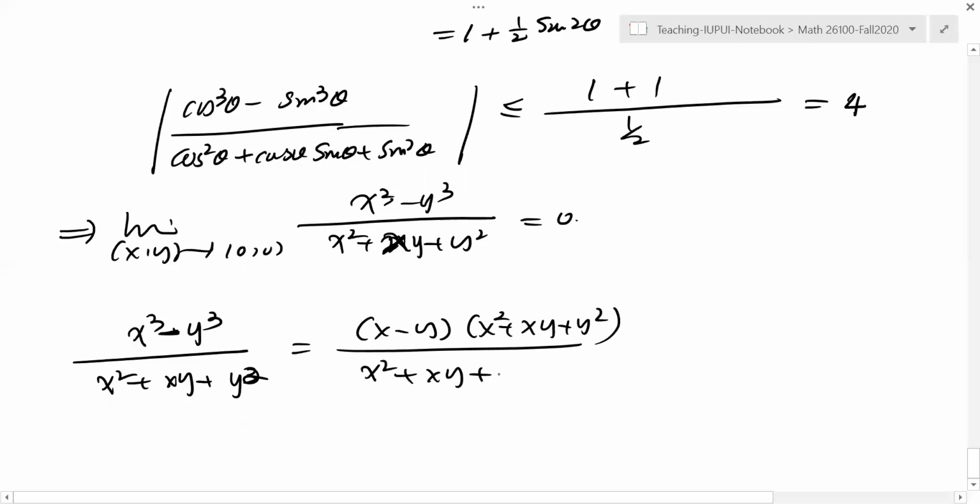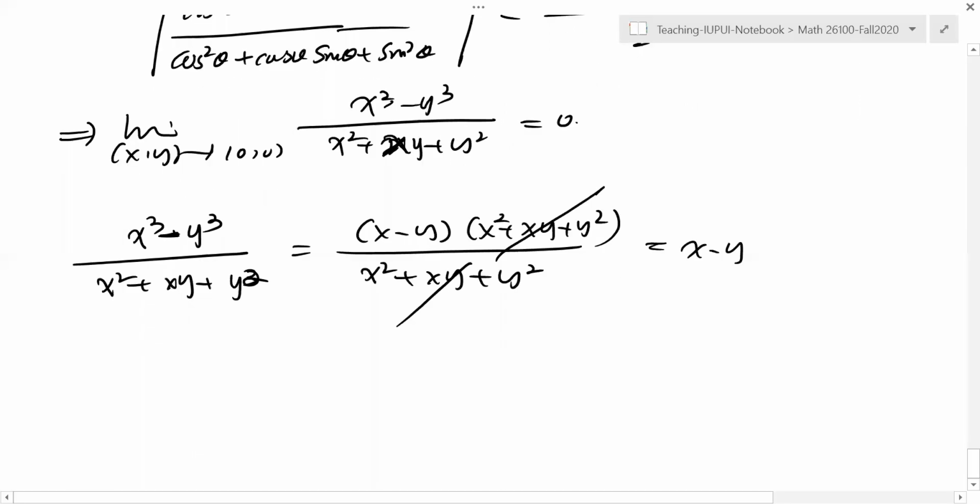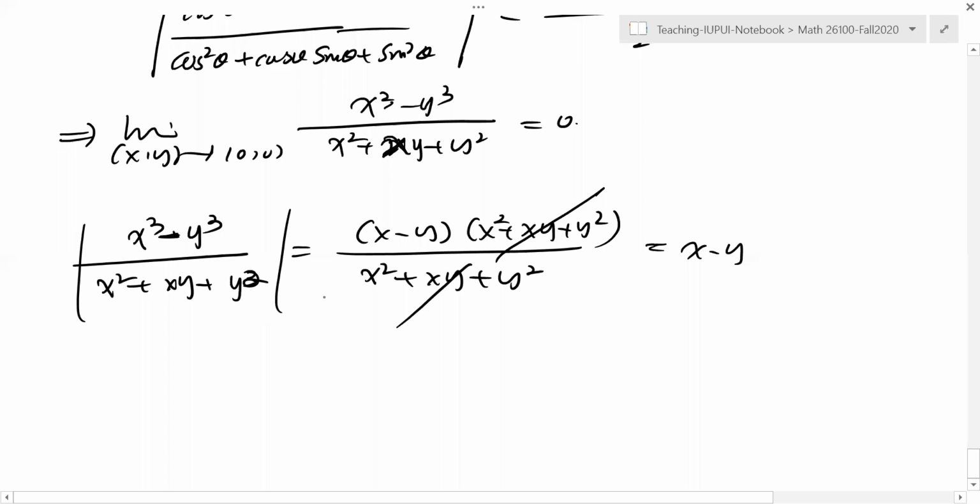This is required in pre-calculus, so we should know this formula. Then cancel it out. After simplifying, it's just x minus y. And it's guaranteed, obviously, if we put an absolute value here, this will be absolute value.